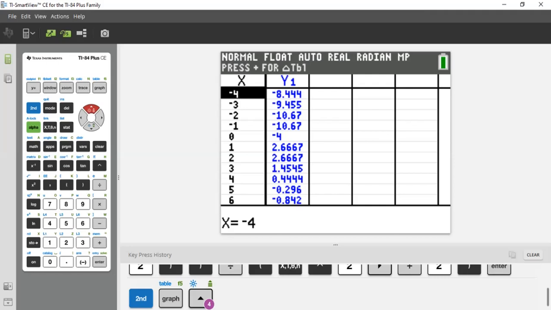For 0, we get a -4. For the next two, we get 2.667. And then we get a 1.4545. And then a 0.444.